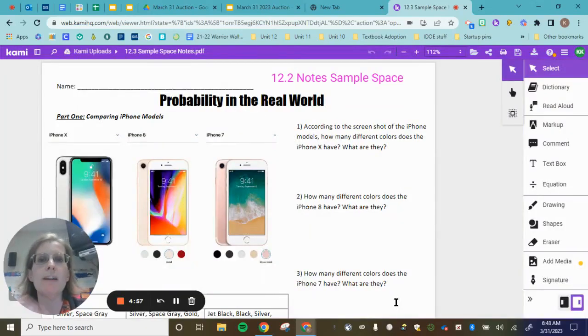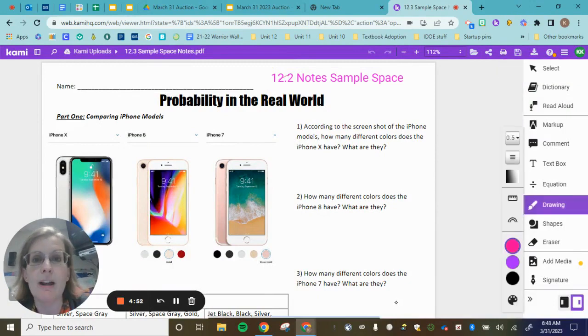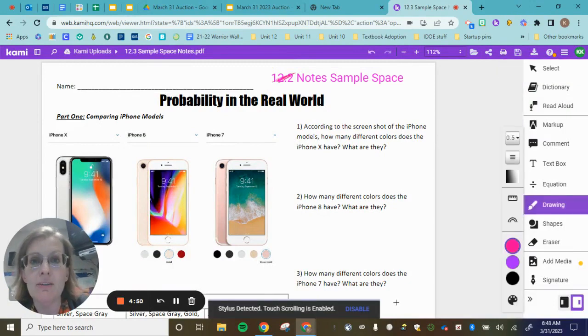So for Unit 12, Lesson 3, so there's my first mistake already. You need to, on your notes, I already printed them out, change that 12.2 to 12.3, sorry.